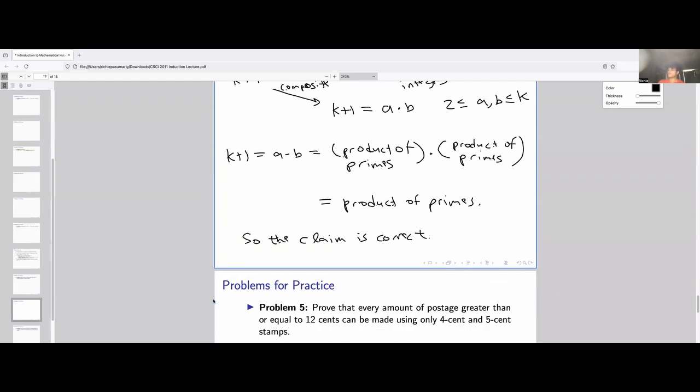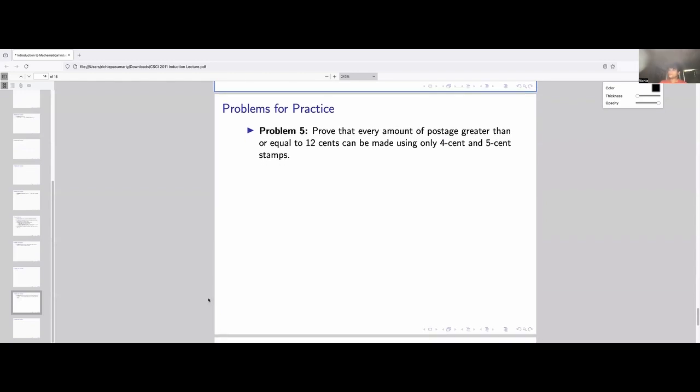All right, let's go ahead and do one last problem. We will need to use strong induction for this one. Prove that every amount of postage greater than or equal to 12 cents can be made using only 4 cent and 5 cent stamps.